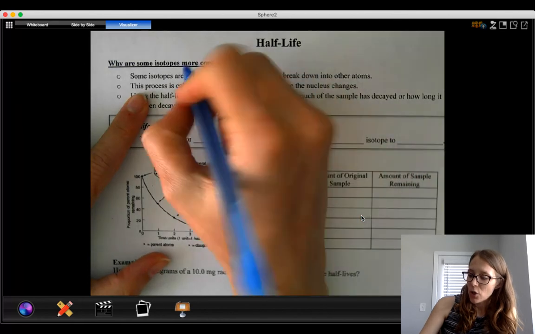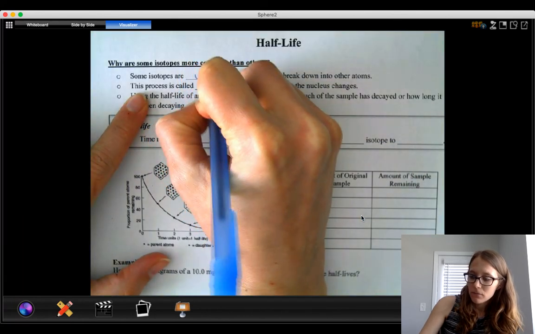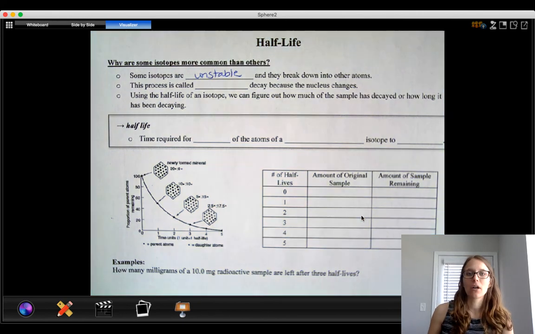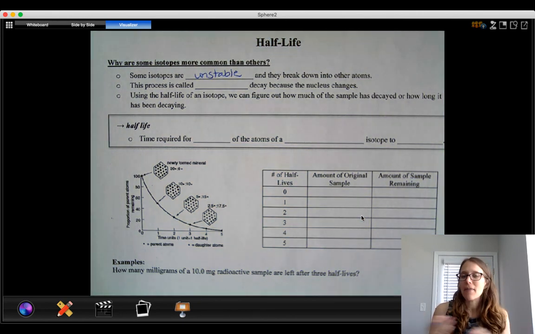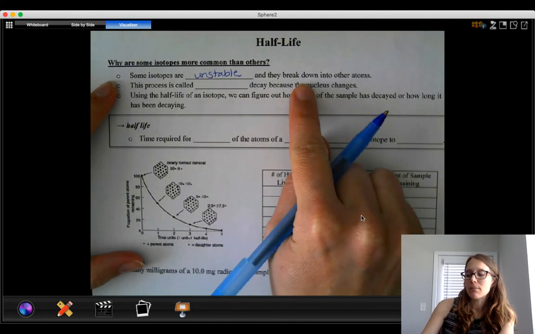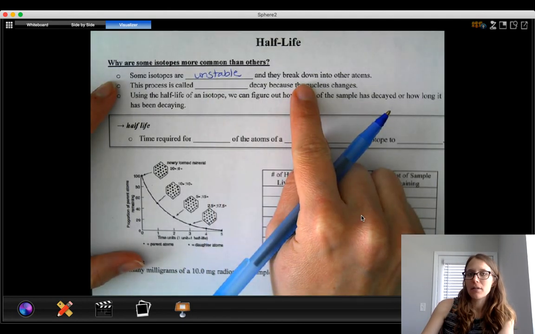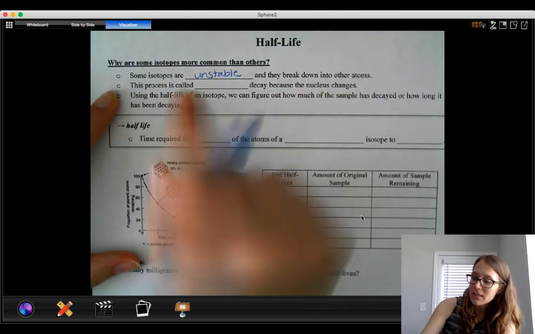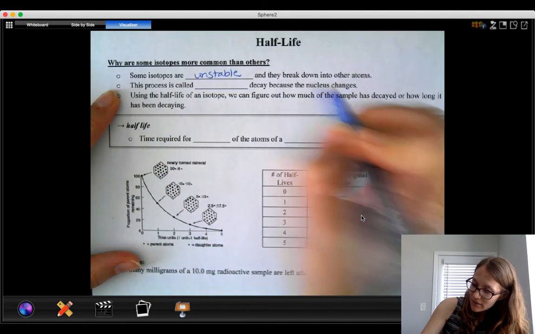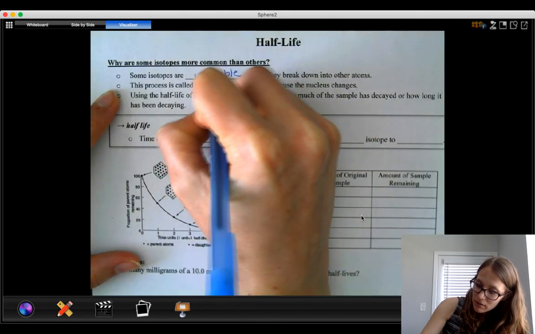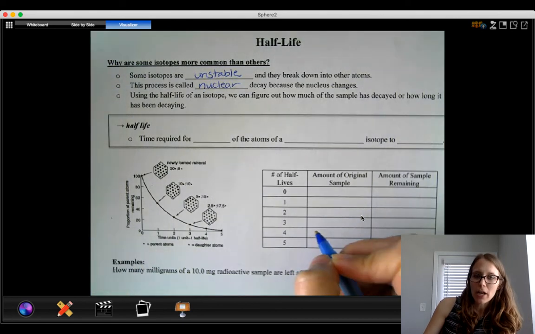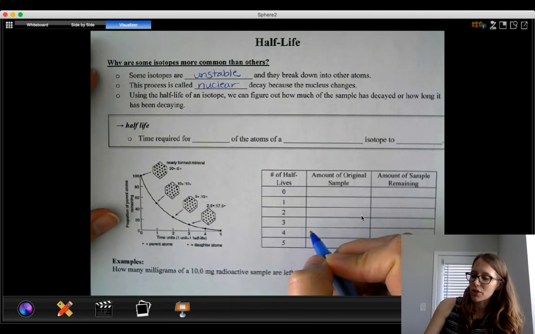So some isotopes are unstable. Again, this goes back to the idea that the nucleus has a different number of protons to neutrons, and that might not be a stable ratio. If something is unstable, it's more likely to break down into other atoms. That means it's essentially destroying itself and it's going away. This process is called radioactive decay or nuclear decay. So nuclear decay because the nucleus changes, or radioactive decay. We use those two terms interchangeably.